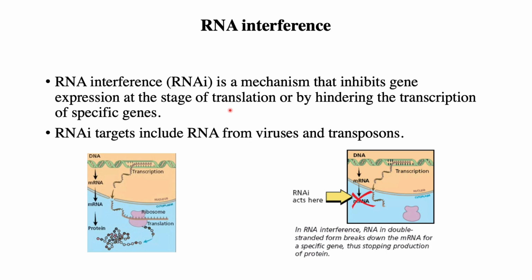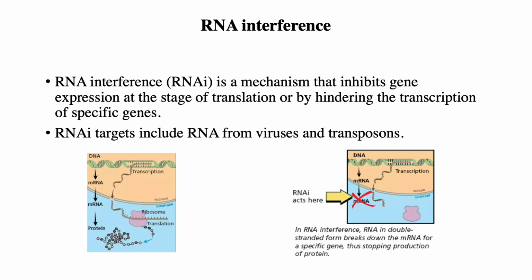To answer our question, let's learn about RNA interference. It is a term given to the process of RNA silencing in the animal kingdom. RNA interference, or RNAi, is a mechanism that inhibits gene expression at the stage of translation or by hindering the transcription of specific genes. RNA interference targets include RNA from viruses and transposons.